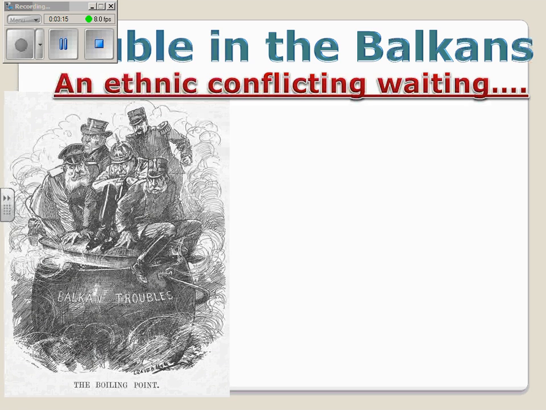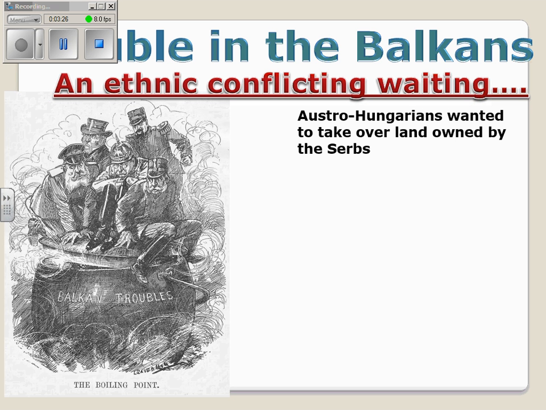And here we've got a cartoon showing trouble in the Balkans and all the countries of Europe trying to keep a lid on that powder keg because they know it's going to explode. So Austria-Hungary wants to take over land owned by the Serbs. The Serbs are a nationalistic group, a Slavic group. So the Serbs create an alliance with Russia.